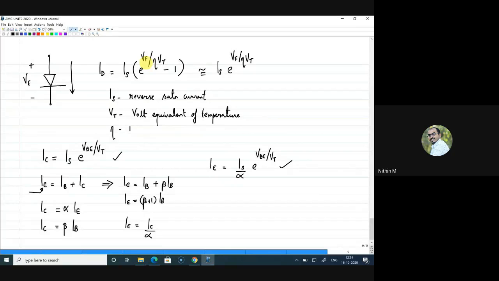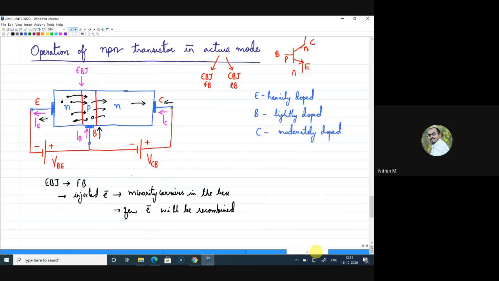Parnika, is it clear? I have taken a diode and written the diode equation, and in it I have marked VF, where VF is the voltage making the junction forward biased. Similarly, the electrons are flowing from here, that is, electrons reaching the collector. That current is because of the forward bias voltage between the emitter and base, which is basically VBE.